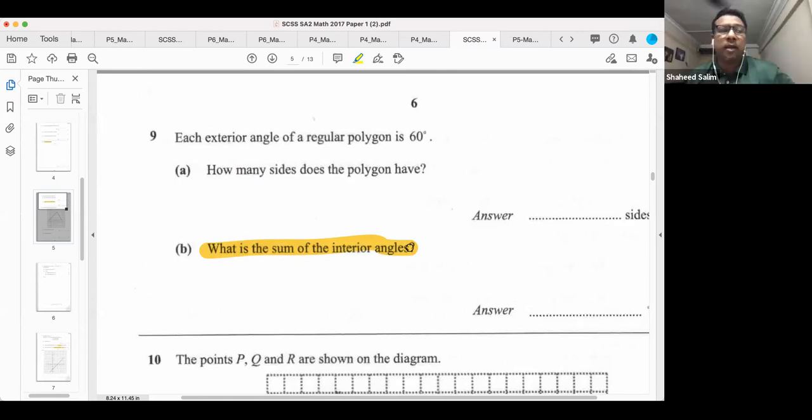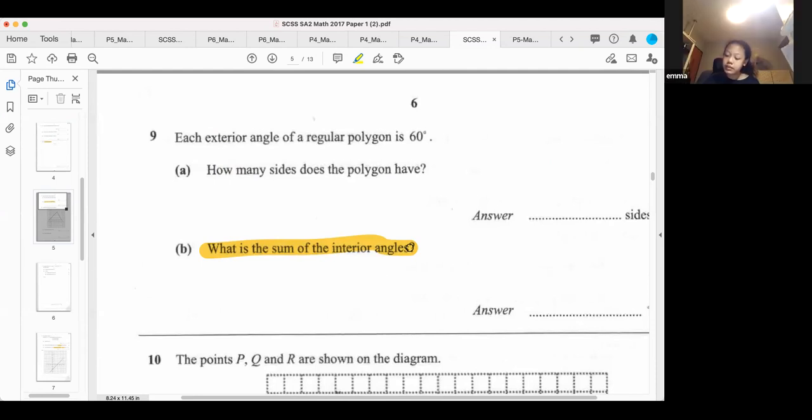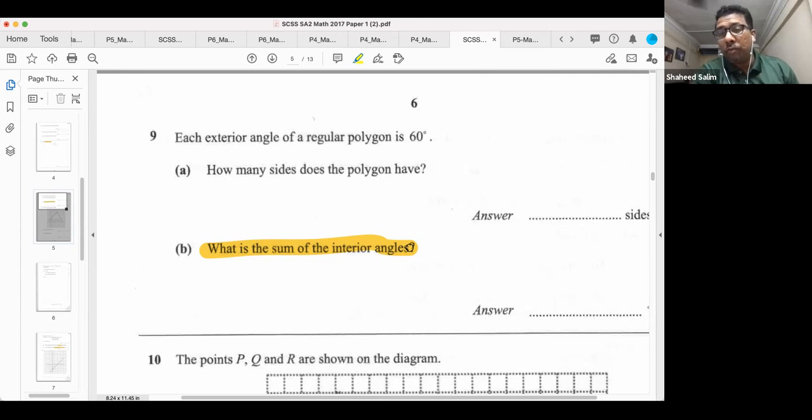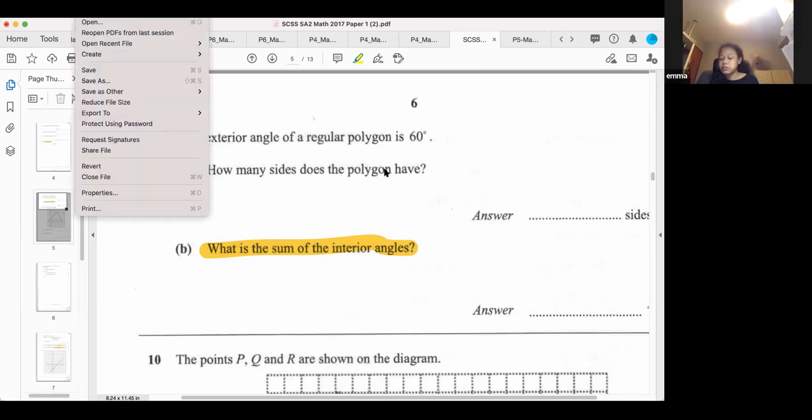You use the formula. Just now you gave me the answer, but now we want you to use the formula. 6-sided. Wait, n minus 2, times 180. 720. Just now you saw 720, right? You told me. Okay, now we are going to test you on some other stuff.